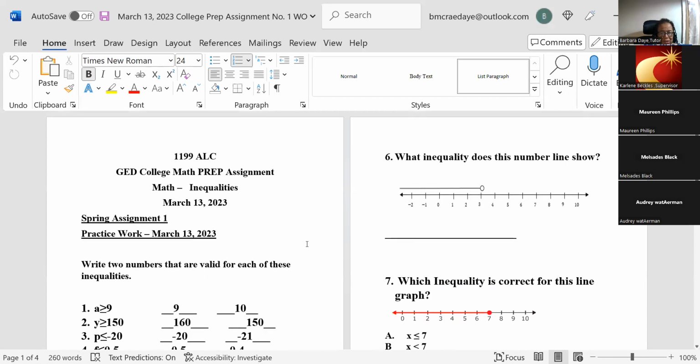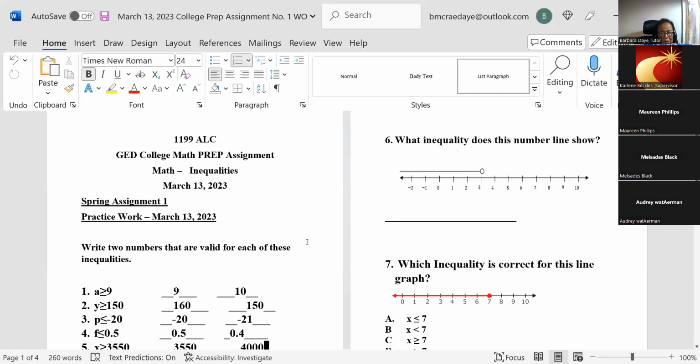Audrey, are you there? You're on mute. Can you hear me? Yes, I can hear you now, Audrey. What about number 6? What inequality does this number line show? It shows less than 3. That's right, because if you have that circle open, it has to be a less than or greater than, right? Yes. Mercedes, you had that one right.